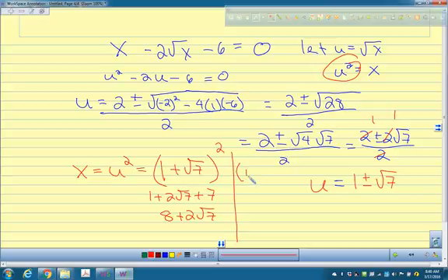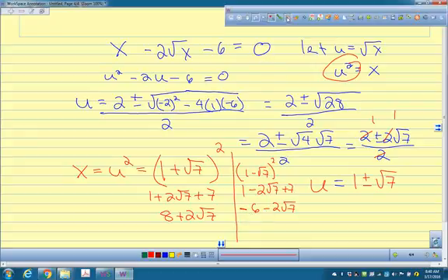If I do 1 minus root of 7 squared, okay, what do I get? 1 minus 2 root of 7 minus 7, which is negative 6 minus 2 root of 7. Oh, you're right, plus 7, which is plus 8. 8 minus 2 root of 7. You're right. 8 minus 2 root of 7. There you go.